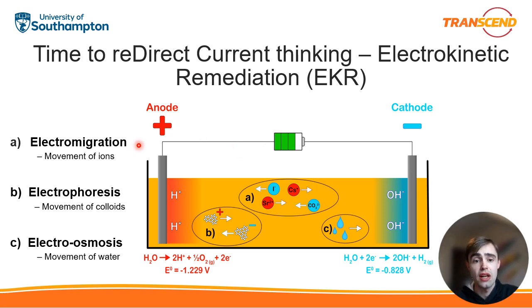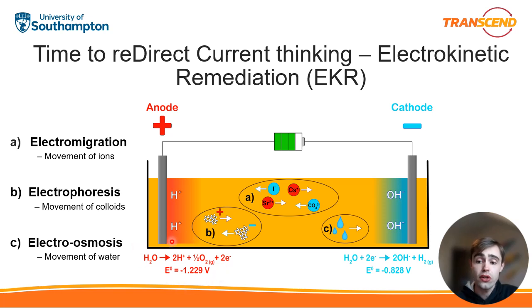The first one is electromigration, so movement of ions. Opposites attract in this case. Anything with a negative charge moves to the positive electrode. Anything with a positive charge moves to the negative electrode. You can also get electrophoresis, that's movement of colloids, so small charged particles, again opposites attract, and so they migrate similarly to electromigration. And then finally electroosmosis, which is movement of water towards the cathode.